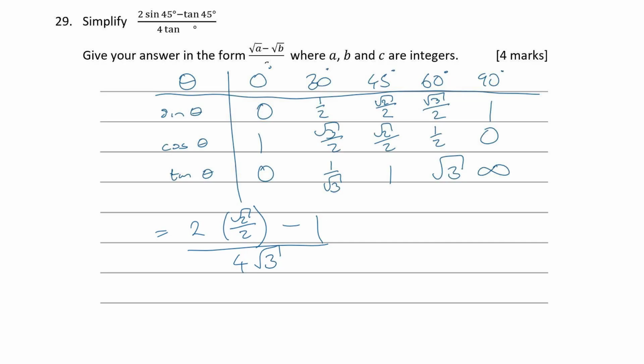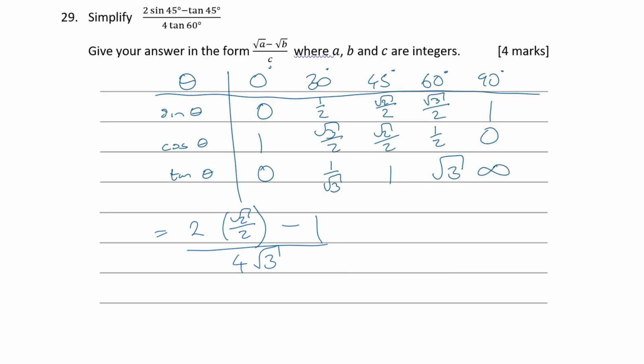Okay, so you notice here our denominator has to be a whole number, and at the moment we've got a surd down there. So we can simplify this a little bit. Well, let's multiply out the top part first. So they cancel, don't they? So it leaves me with root 2 minus 1 over 4 root 3.